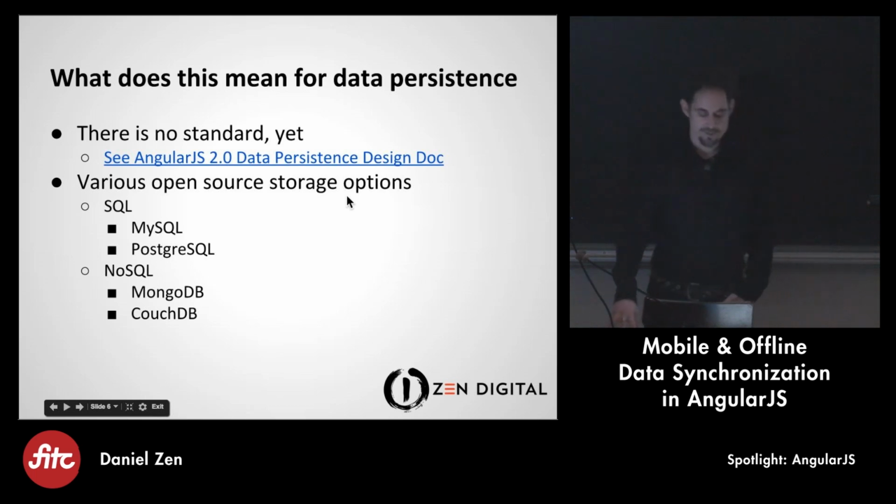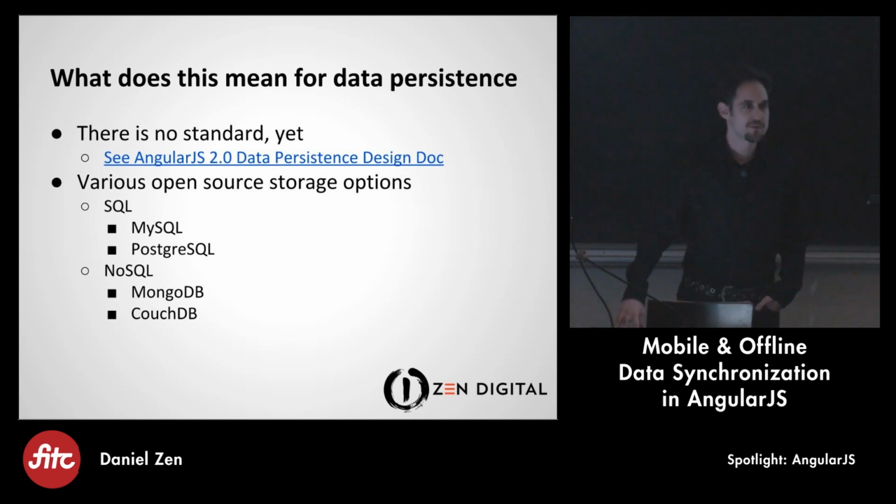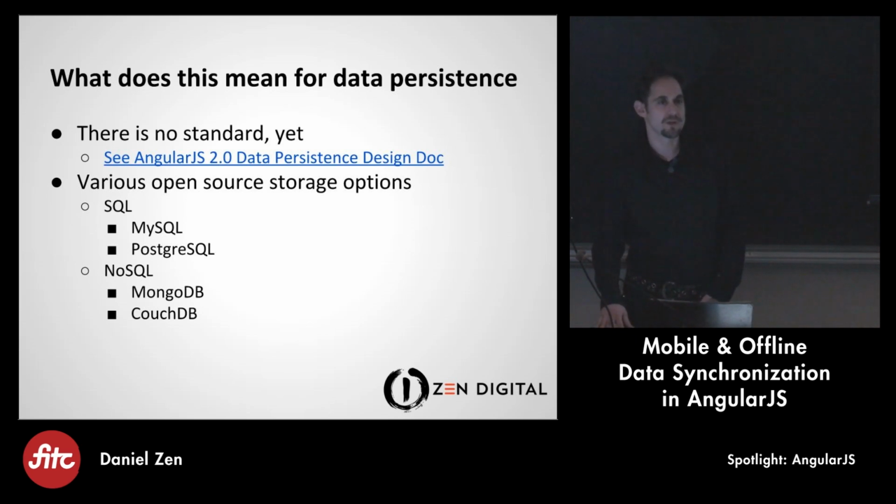So what does this mean for data persistence? As I mentioned, there's no standard yet, but here's a link to the AngularJS 2.0 data persistence design doc. There's someone from Firebase, I believe, that's on that team, as well as people from Google. And it's a great document, definitely worthy of investing a little bit of time in. And of course, there's currently many open source storage options. SQL has been around for a very long time. And open source-wise, we've got MySQL and PostgreSQL, and people have written Angular apps that persist to PostgreSQL and MySQL. And of course, very popular right now is NoSQL, such as MongoDB and CouchDB.